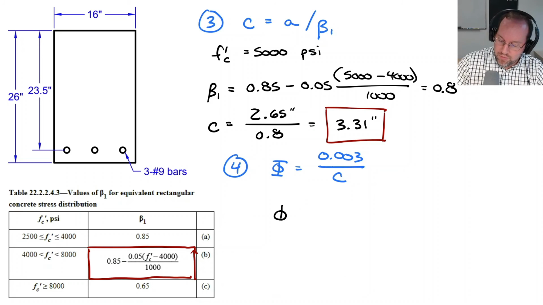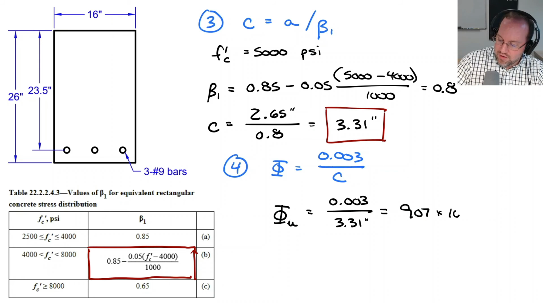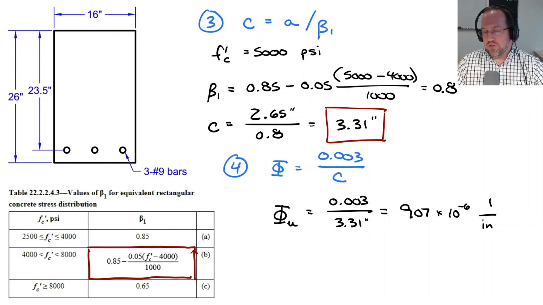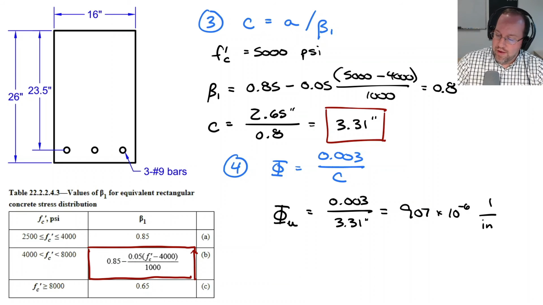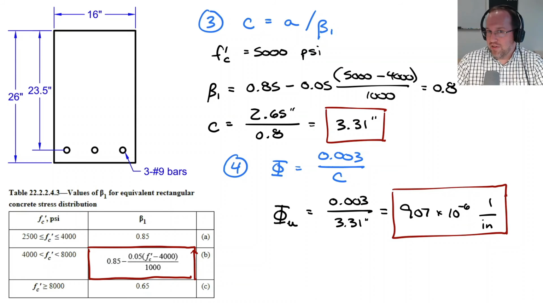Therefore, we'll plug those numbers in. My curvature at ultimate is 0.003 divided by 3.31 inches, which gives us 907 times 10 to the negative 6th, 1 per inch. And again, that's strain per inch, but strain being a unitless quantity, this just has units of 1 over inch. Now, if we compare that curvature to our curvature that we saw at yielding, it's about 7 times bigger. So that is a significant amount of ductility in our section because we have yielded that steel quite a while back. But how far back was that?